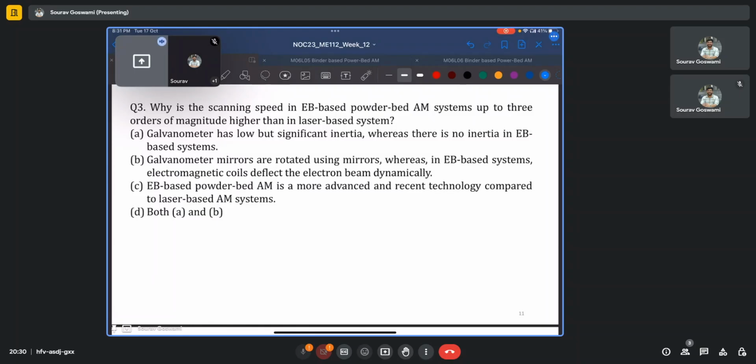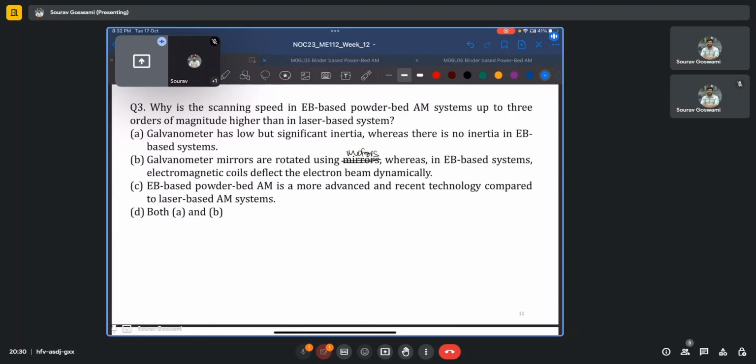But what is the reason for this high speed performance? Is it because the galvanometer has low but significant inertia, whereas there is no inertia in EB based systems? Is it because the galvanometer mirrors are rotated using motors, whereas in EB based systems, electromagnetic coils deflect the electron beams dynamically? Is it because the EB based powder bed AM is a more advanced and recent technology compared to laser based AM systems? So let us examine all of these three reasons.